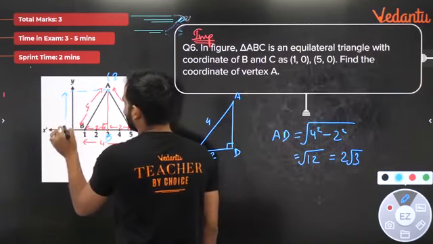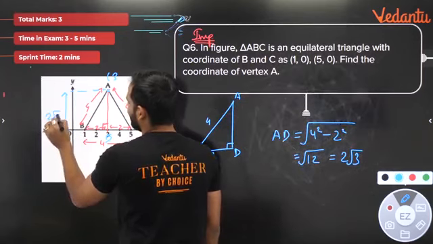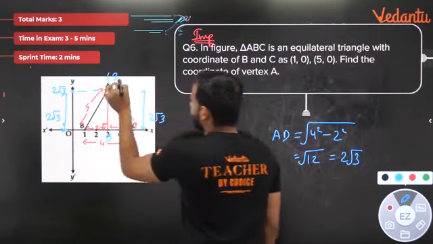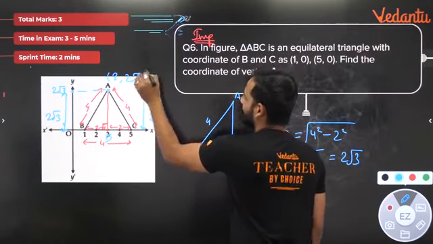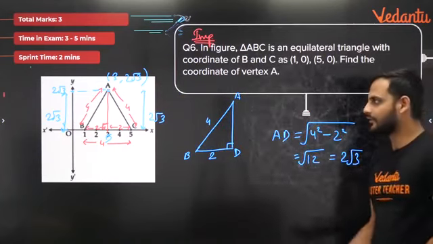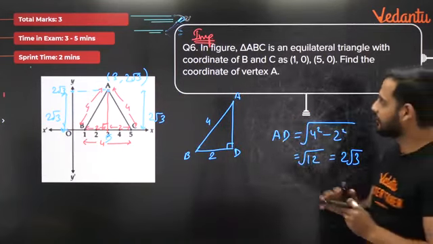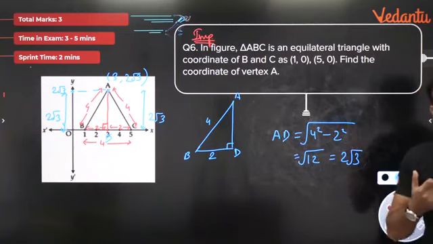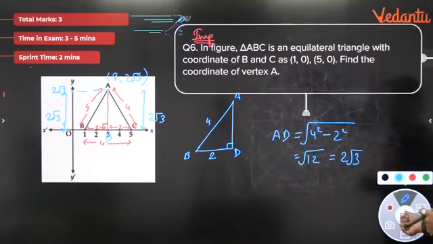Correct? So the coordinates of A are 3, 2 root 3. This is how we can easily solve this question. Very important question, awesome question. Understood? With the help of geometry, we have solved this question. Got it? Let's move to the next question now.